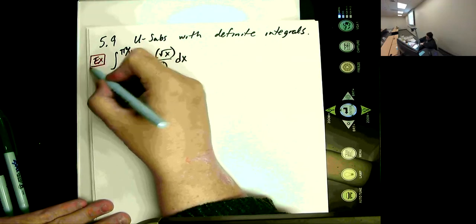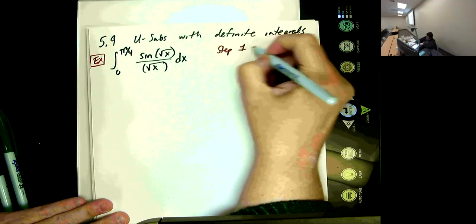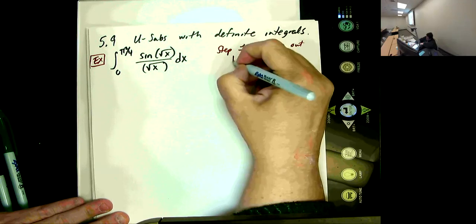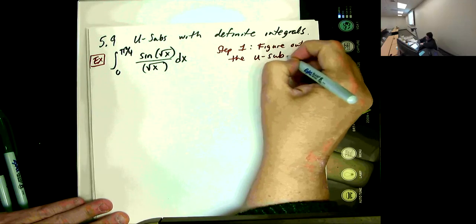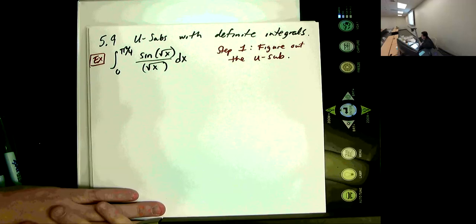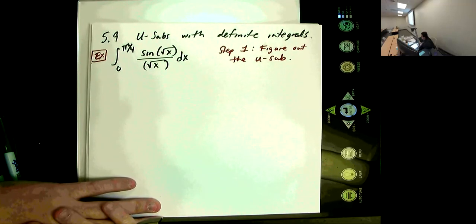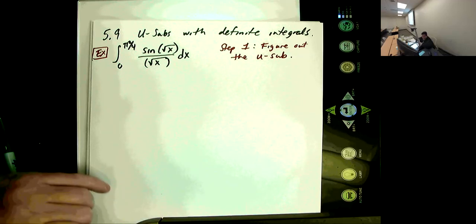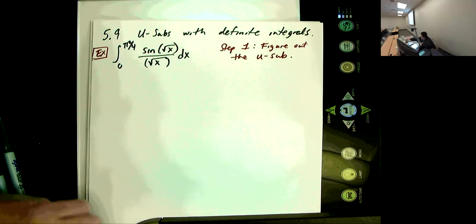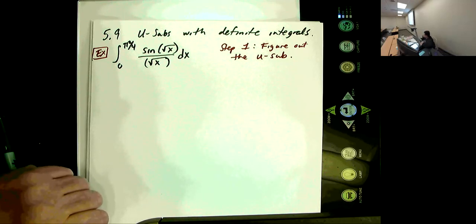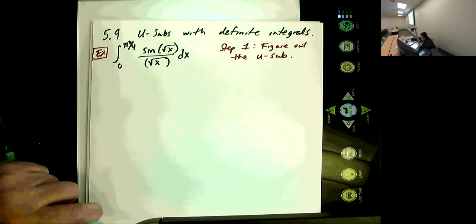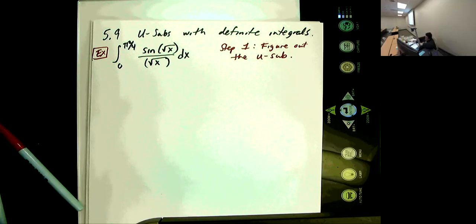Straight to an example. Step 1, figure out the U-sub. Any ideas on what we could use for a U substitution here? Matthew says square root of x. Let's give it a try. We won't know until we try.